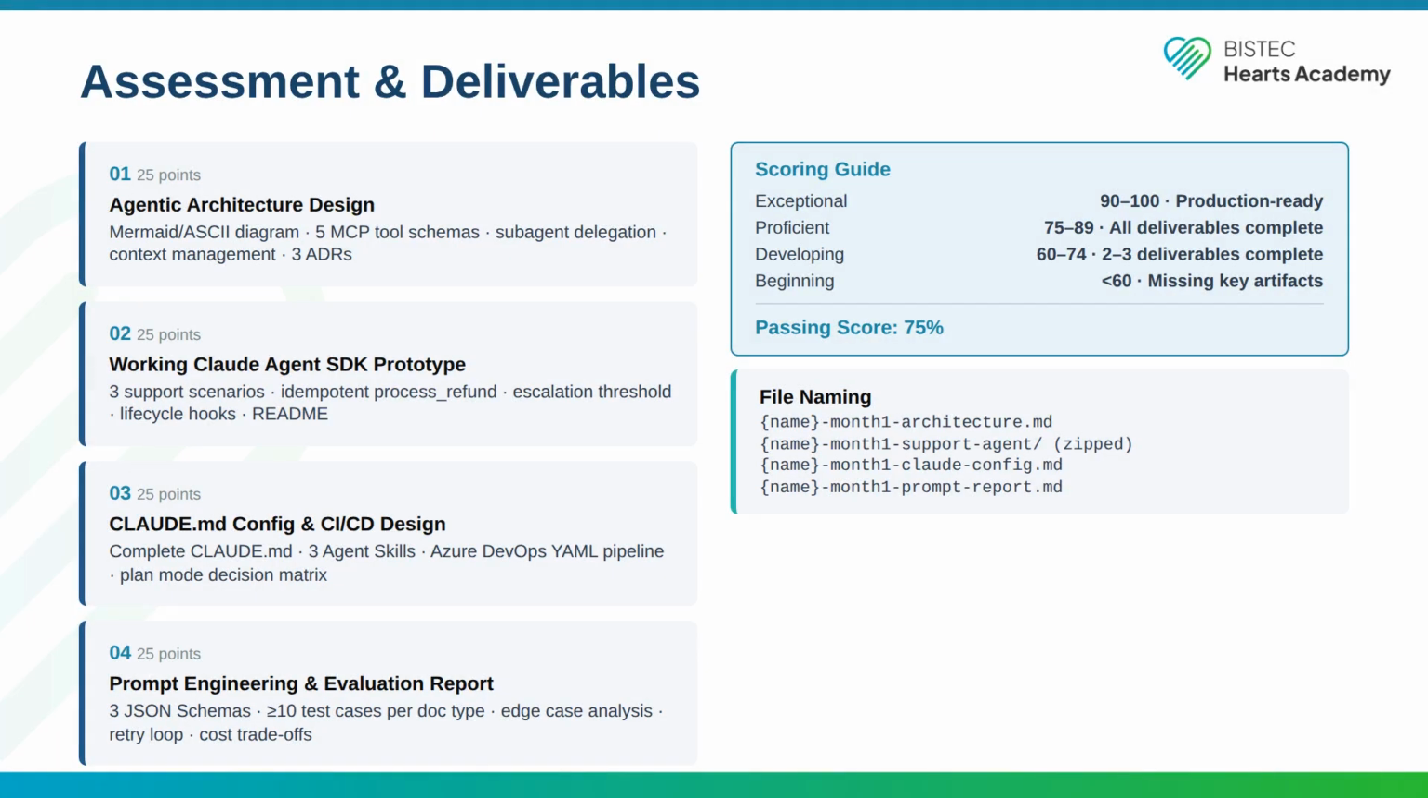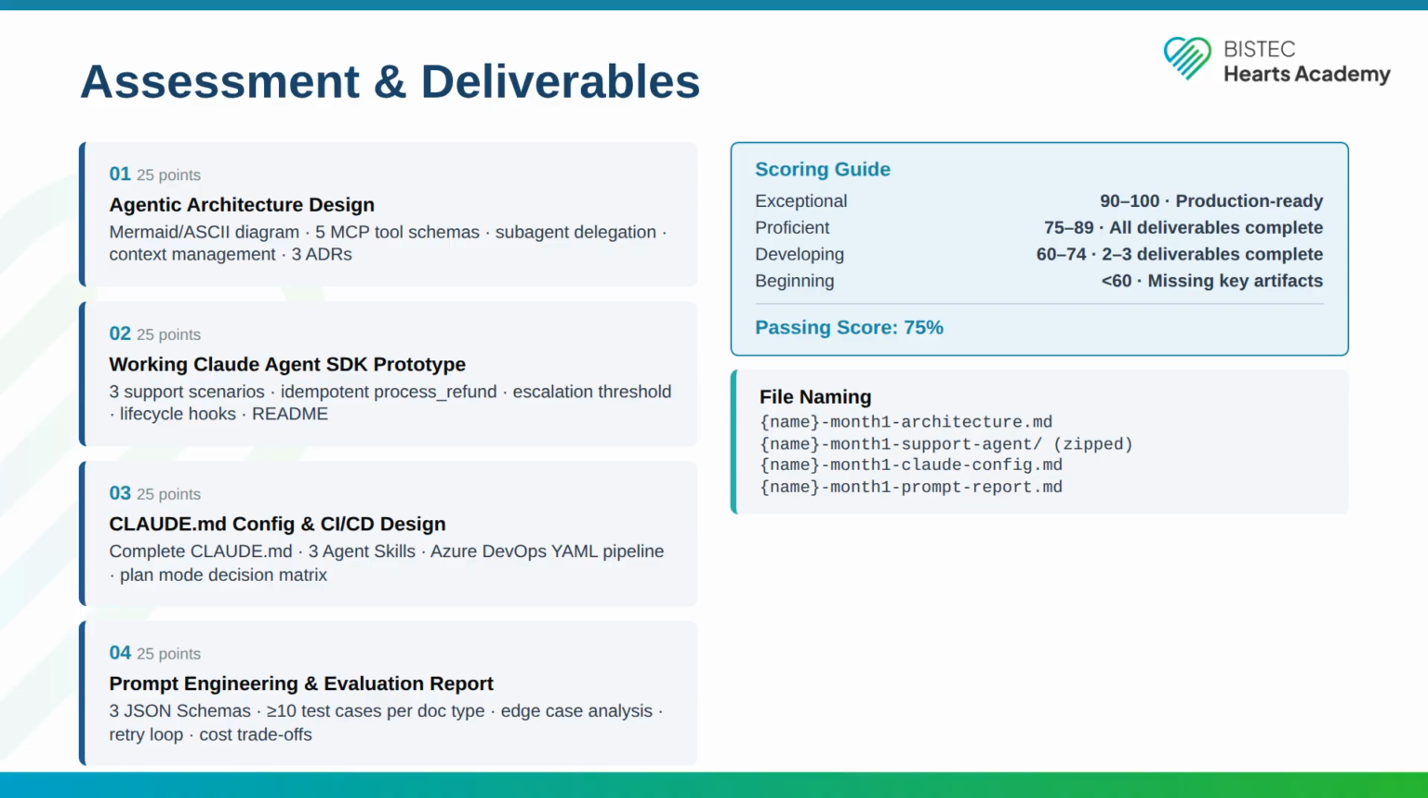The month 1 assessment consists of 4 deliverables, each worth 25 points, for a total of 100 points. The passing score is 75. The first deliverable is the agentic architecture design. This is a written document that includes a mermaid or ASCII diagram showing all 3 SalonPay subsystems: support agent, developer productivity tooling, and extraction pipeline.